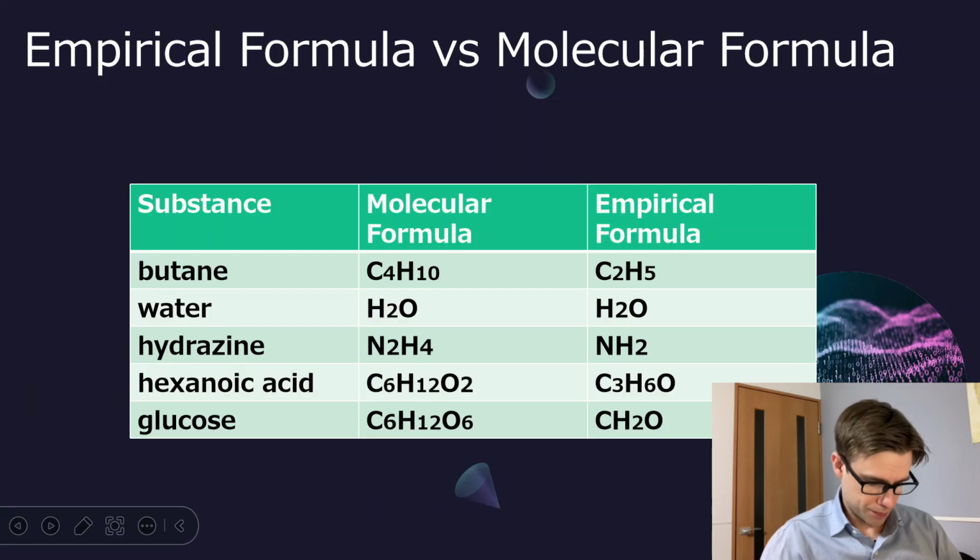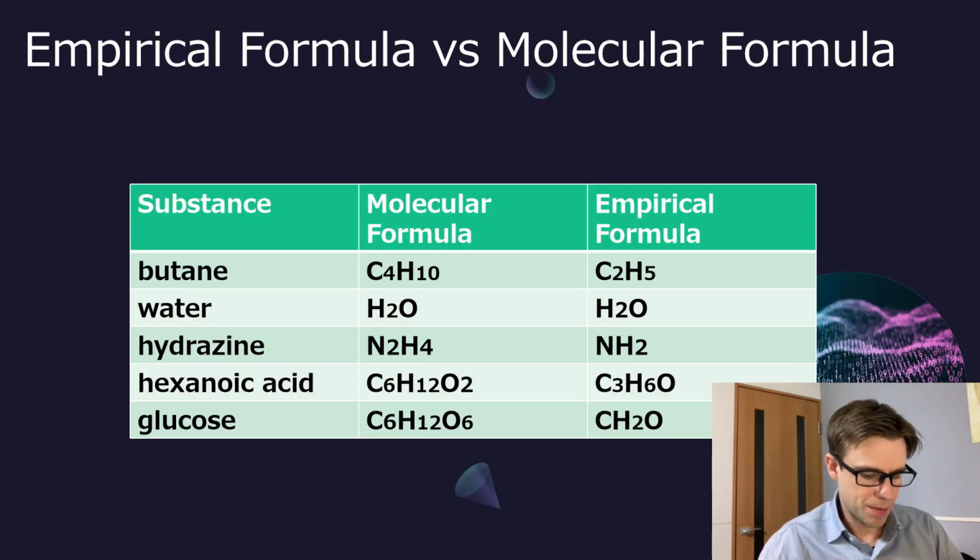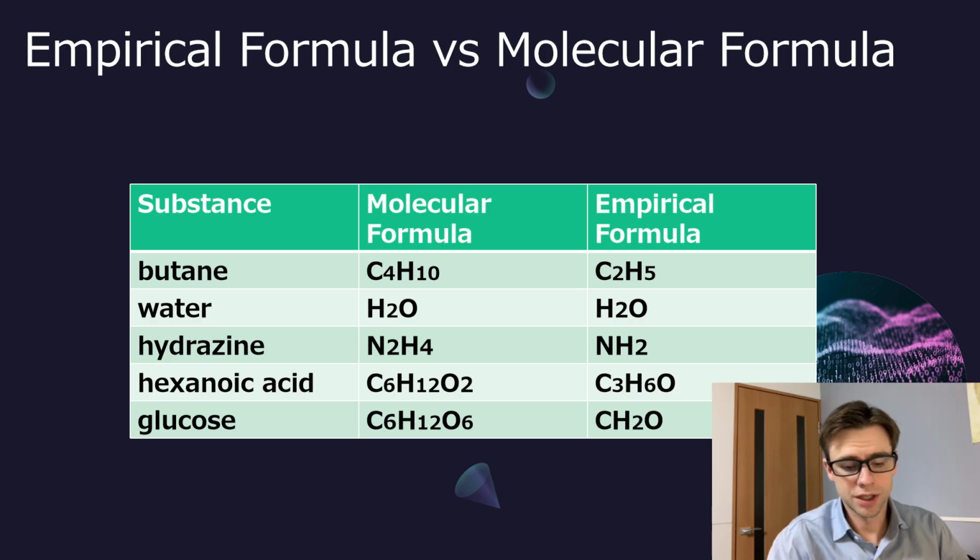Okay, so what is the empirical formula? Right away, I'm just going to show you some empirical formulas and molecular formulas. There's 5 different ones on this slide: butane, water, hydrazine, hexanoic acid, and glucose. So what do you notice about the difference between empirical and molecular formula? That's what I usually ask my students, and they can give me the answer in a fairly short amount of time.